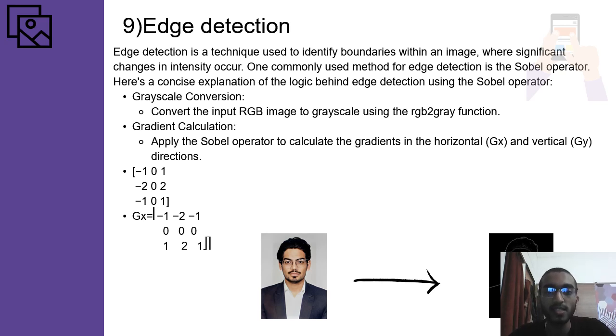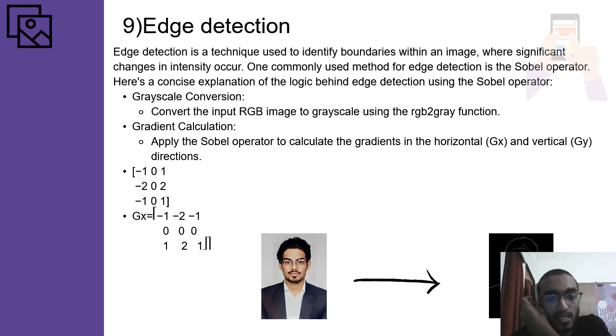Edge detection is a technique used to identify boundaries within an image where significant changes in intensity occur. One commonly used method for edge detection is the Sobel operator. Here's a concise explanation of the logic behind edge detection using the Sobel operator. Edge detection using the Sobel operator involves the following steps. The first one is grayscale conversion and the second is gradient calculation.